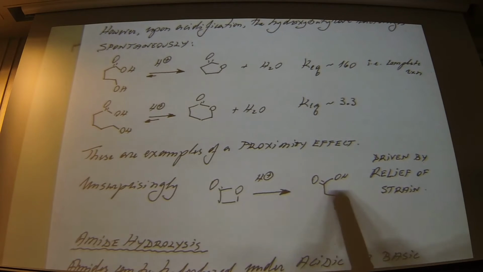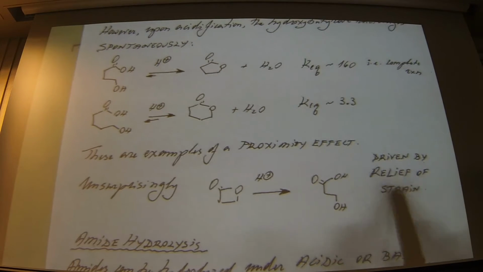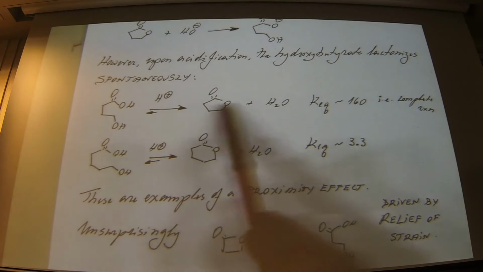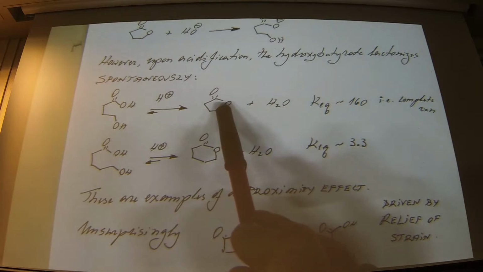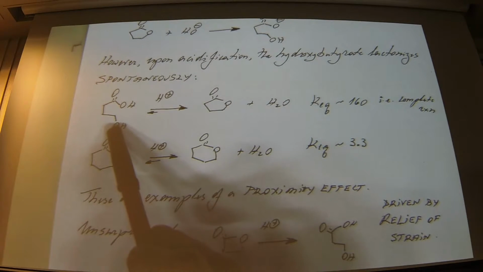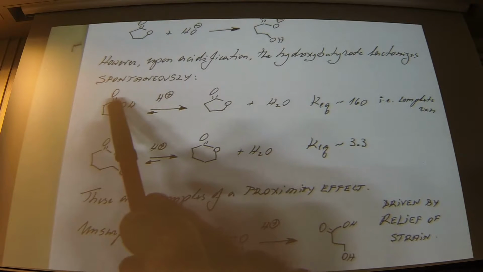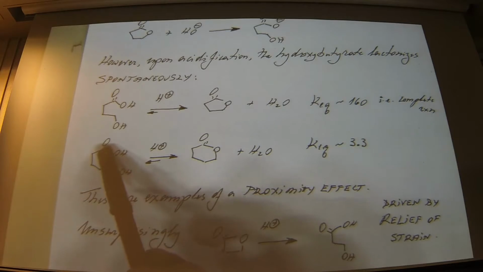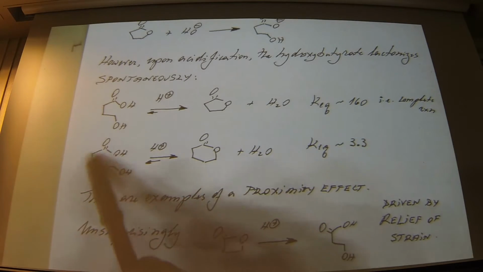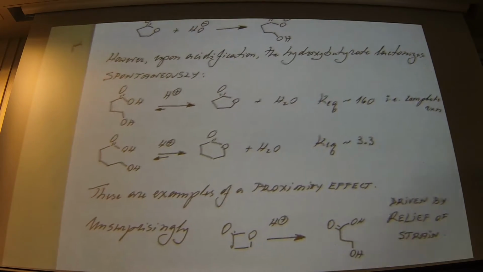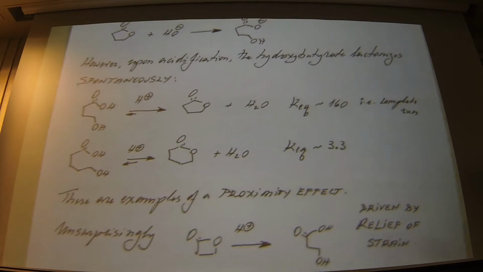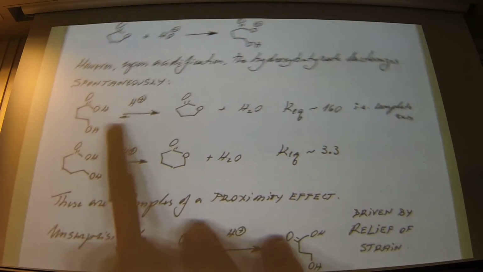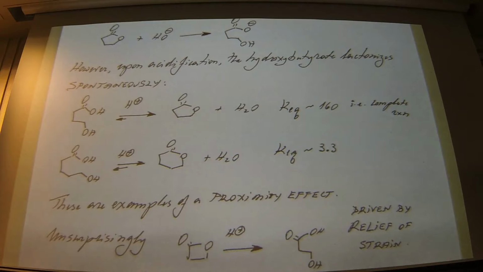So this process is driven all the way to the right by relief of strain. This process is driven to the right by just a statistical effect. In other words, this hydroxy group is on average pretty close to that carbonyl. And here, this hydroxy group is not as close to that carbonyl because you have an extra CH2 group. Okay? So all that kind of makes sense. The one new point here is that this closure is really easy and pretty much spontaneous in the presence of acid.